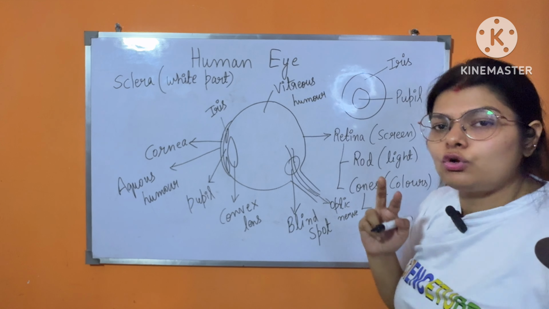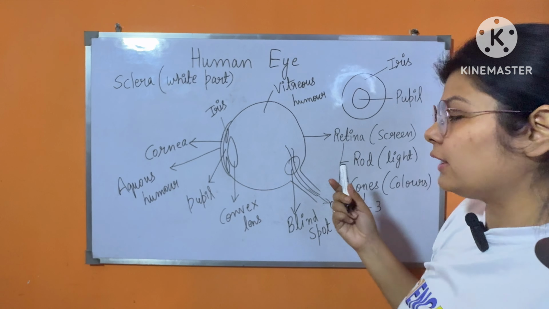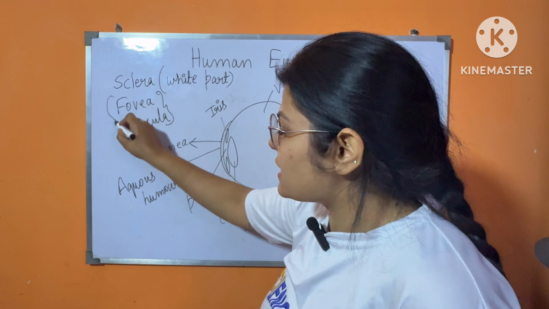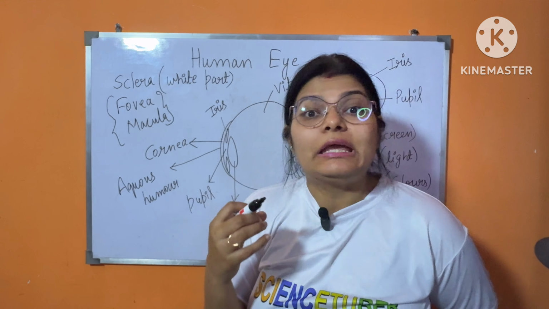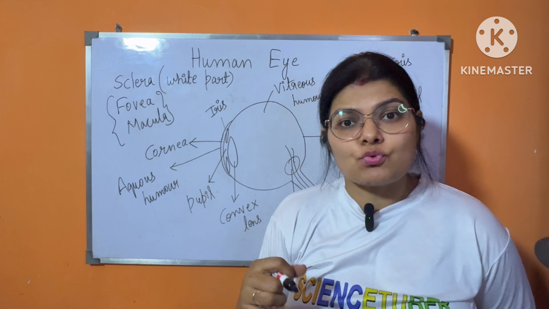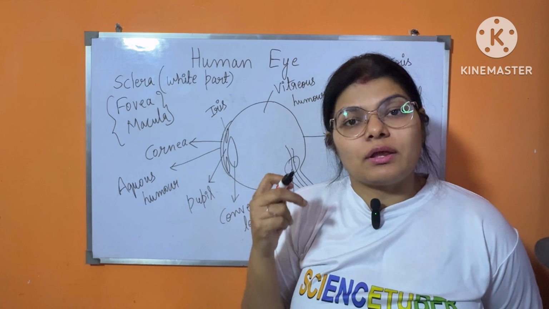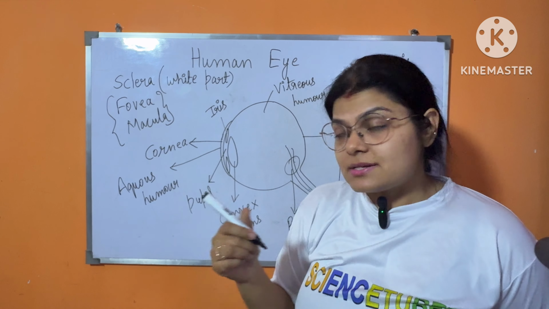Now there are two other types of cells in the eyes. That is your fovea and macula. These cells are sensitive to delicate work where we need more attention and concentration. Suppose you're driving or reading, when you need more focus, at that time these cells are activated.